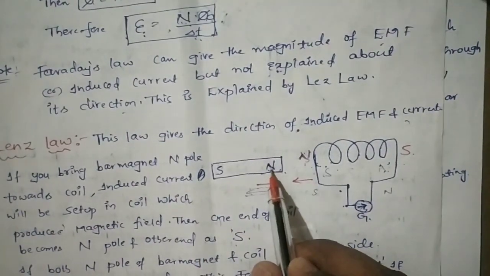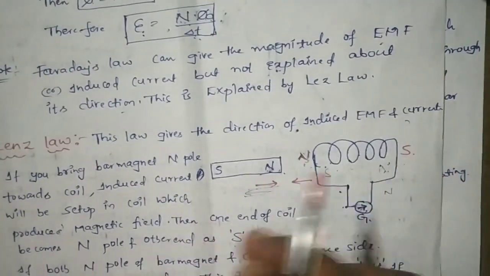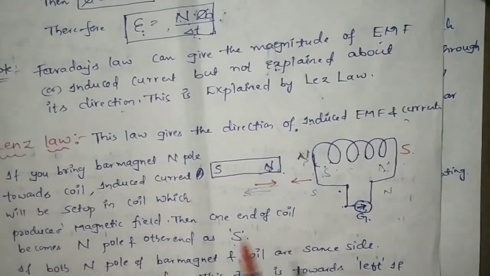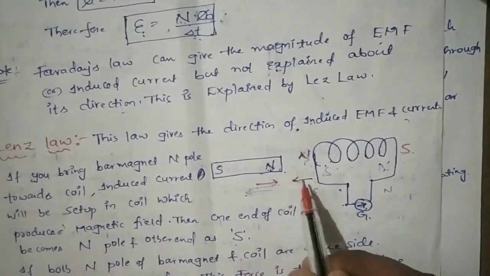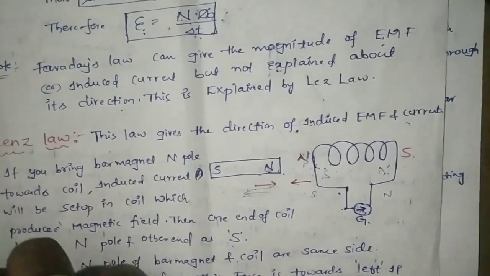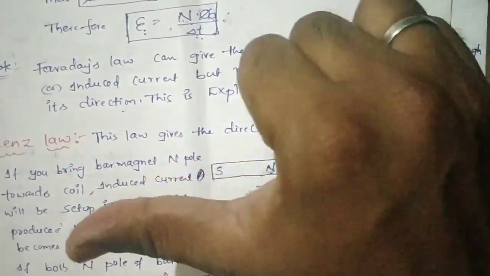Now, north pole and north pole are both there. They are going to repel each other. As they repel each other, this is the direction of the force which is going to act in this direction. Now I am keeping my thumb in the direction of the force.